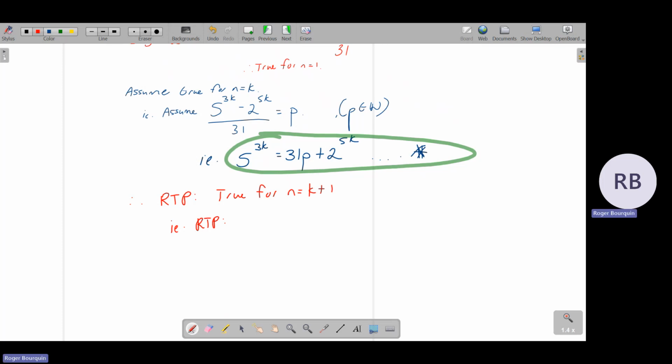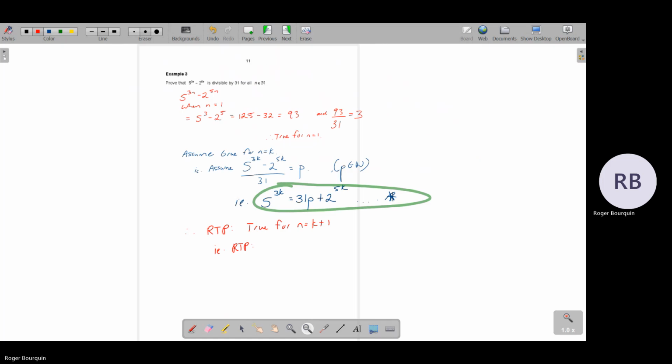What are we trying to prove in this particular case? We're trying to prove that 5 to the 3 times k plus 1 minus 2 to the 5k plus 1 is, no, man. In the proof, we don't do that. Okay. Sorry. You're going to have to kill this cow. It's divisible by 31. Although I think you're thinking it might make a change.